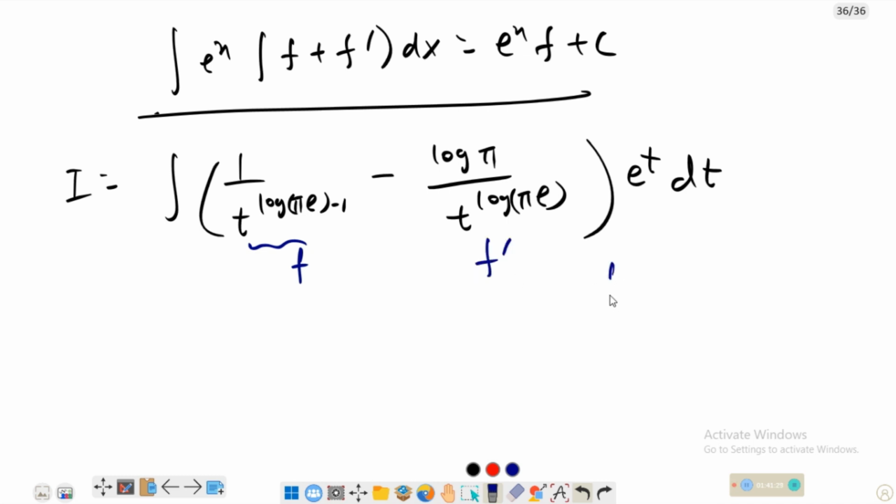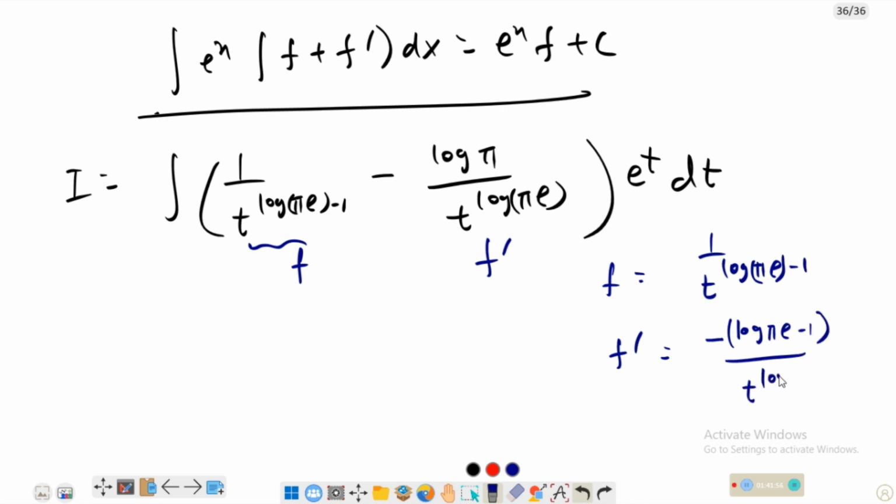Okay, so f is equal to 1 upon t to the power log pi e minus 1. Okay, so f dash is equal to minus log pi e minus 1 times 1 upon t to the power log pi e. Okay, this is basically log pi plus log e. Log e is equal to 1, so this is minus log pi upon t to the power log pi e. This is also equal to f dash, so this is our f dash.